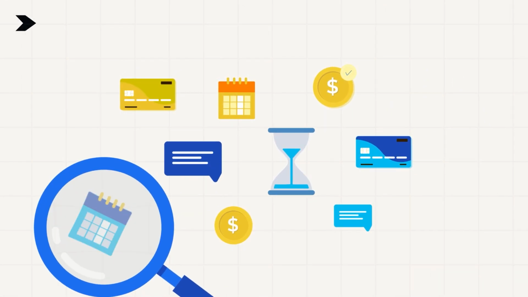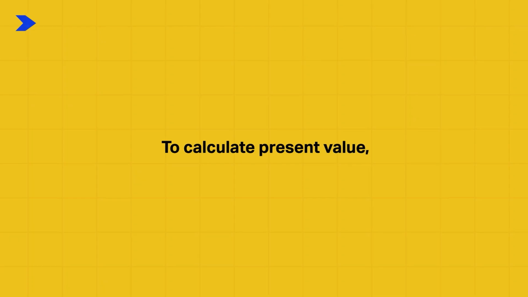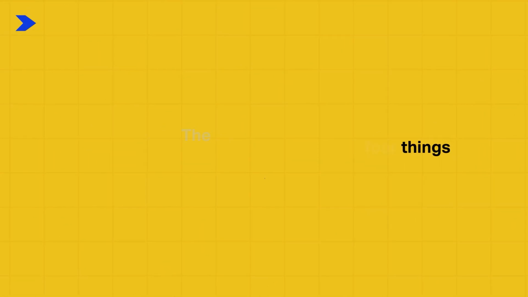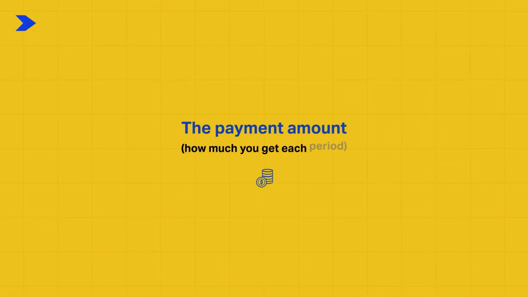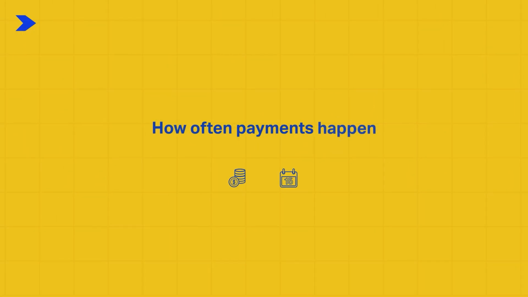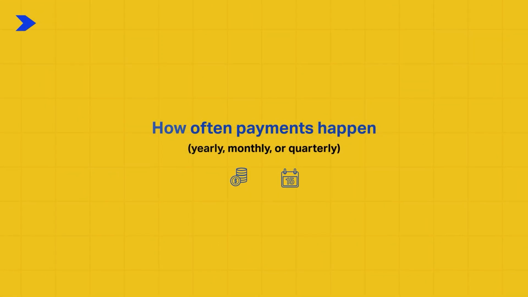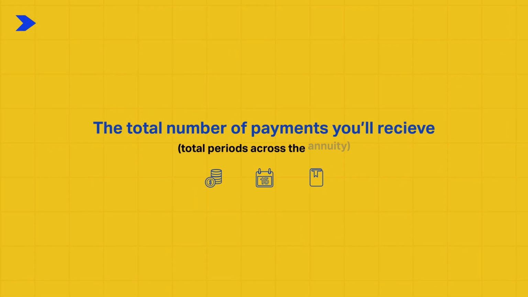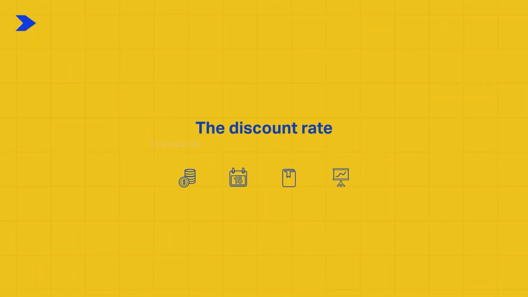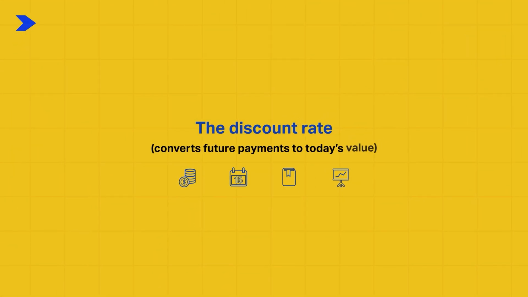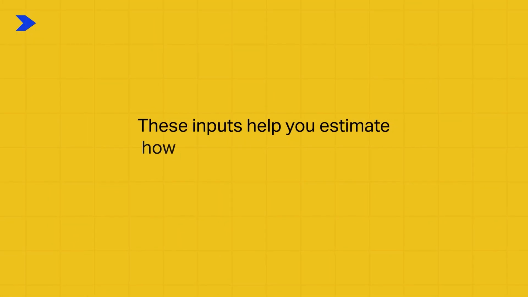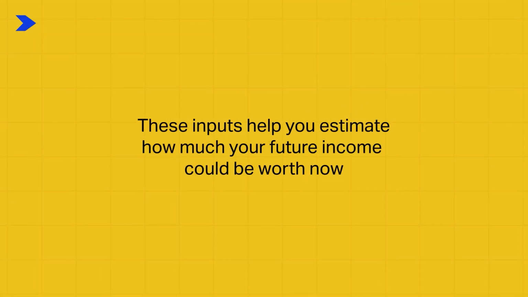income streams. To calculate present value, you need four things: the payment amount, how much you get each period; how often payments happen, yearly, monthly, or quarterly; the total number of payments you'll receive; and the discount rate, basically the interest rate used to adjust future payments back to today's value. These inputs help you estimate how much your future income is really worth now.